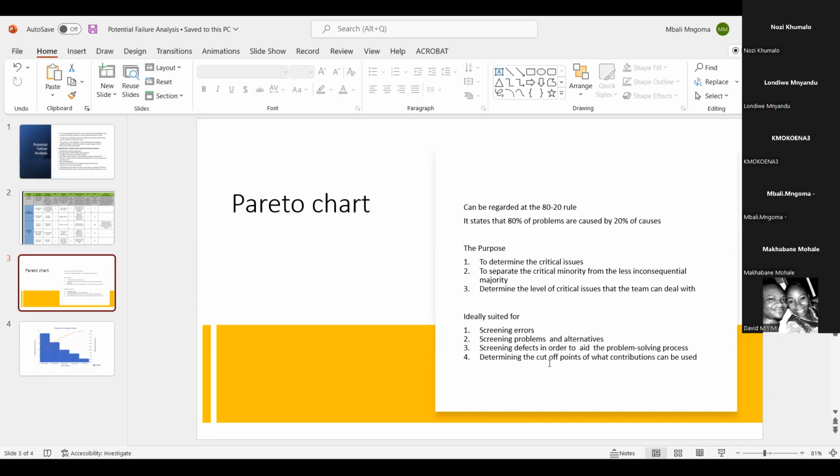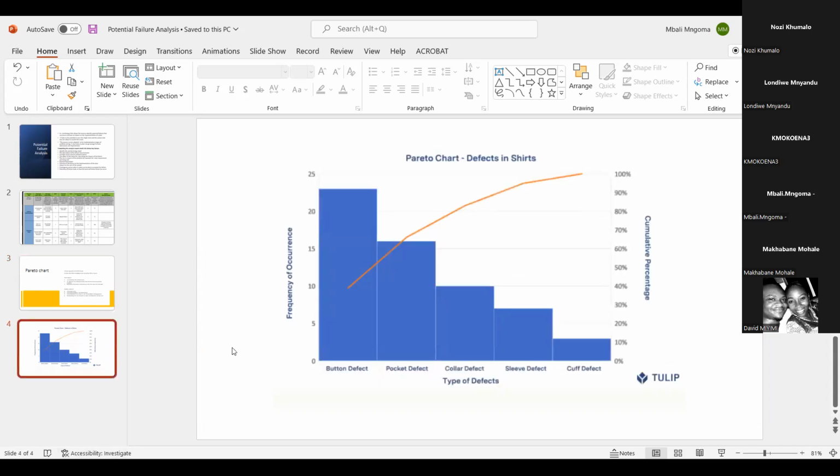Determining the cutoff points of what contributes can be used. Okay, so this is just like the previous one, just to show you an example of how you would actually draft one. Now, let's say, for example, you're running a hotel, not necessarily this, just listen to the information. This is just to show you how it's drafted.